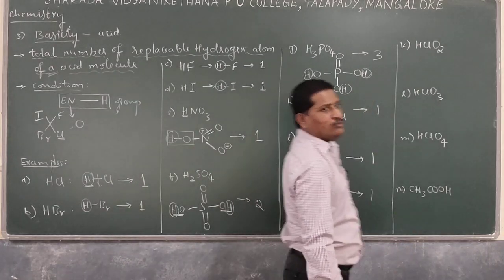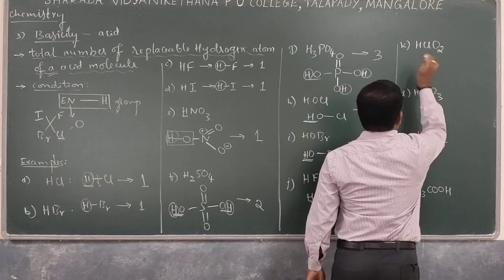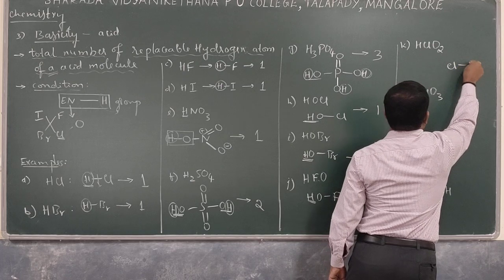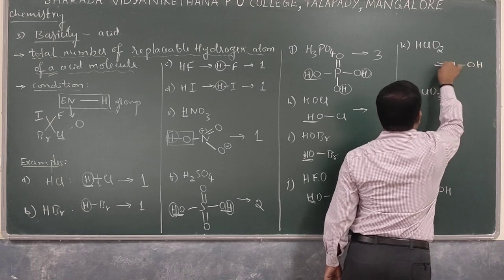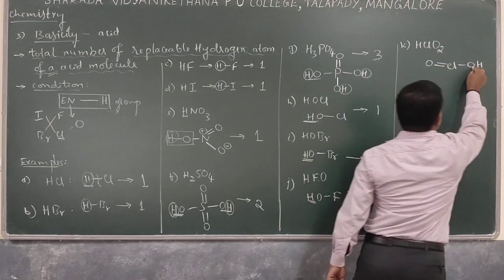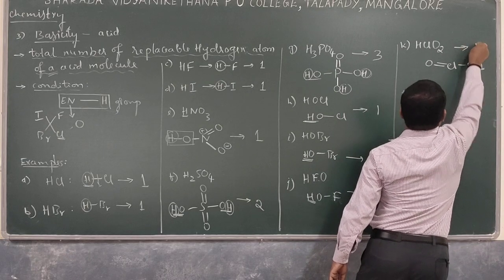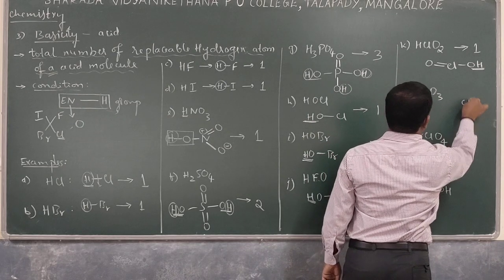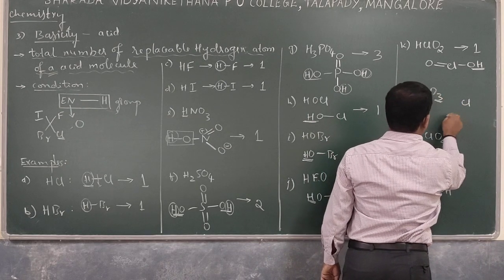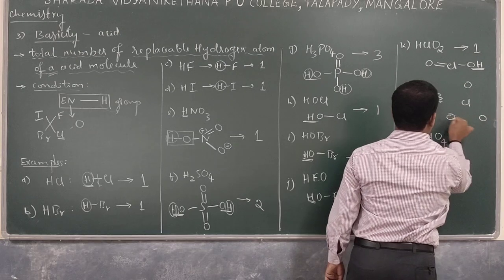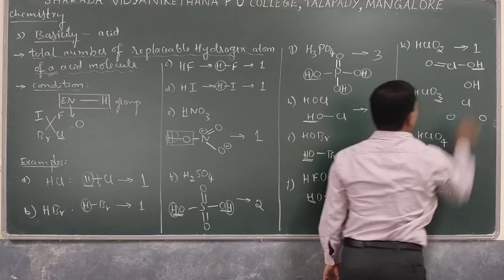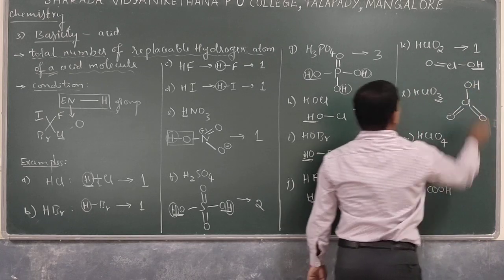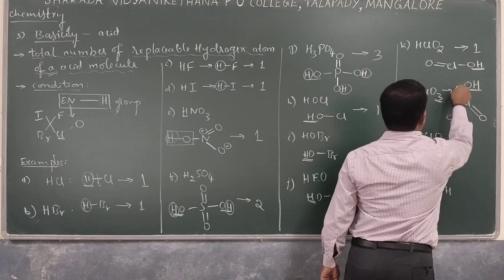Now coming to HClO2. In this case, HClO2, chlorine is the central atom, and 2 oxygen atoms are there. In that, one is an OH group, another one is an oxygen with a double bond. And here also, the number of replaceable hydrogen atoms is 1. So basicity is found to be 1. And in HClO3, there also chlorine is the central atom. 3 oxygen atoms are there, 1, 2, and then 3. But out of 3, 1 oxygen carries hydrogen, and for the remaining, a chlorine and oxygen double bond is present. Here also basicity is found to be 1.